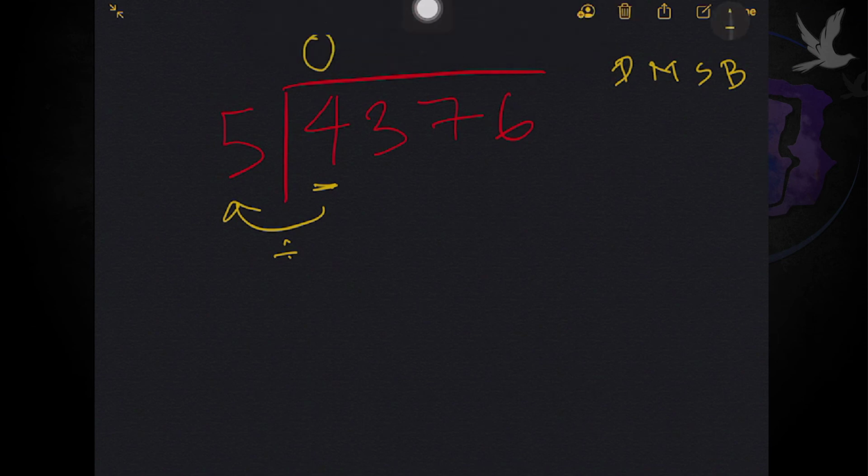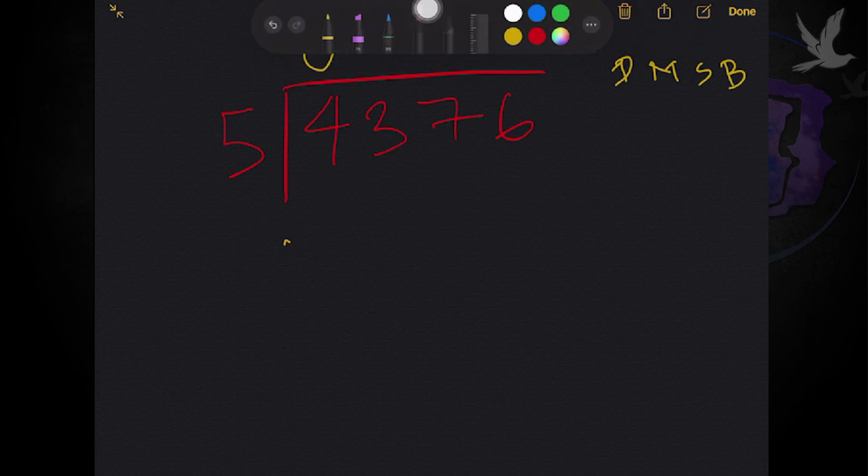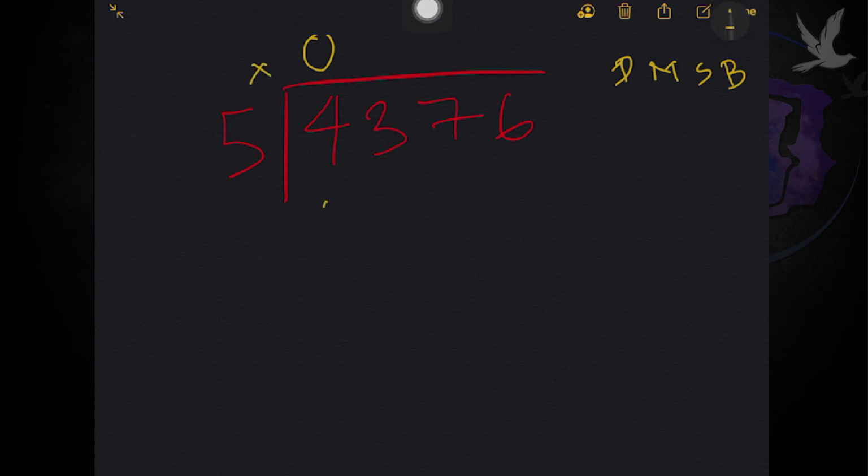Okay. So that's 0. And after dividing, we are going to multiply. 0 times 5 will give you 0. 4 minus 0 will give you 4. Bring down 3. See? It's the same. 43. We ended up the same. The same still. 43 divided by 5 will give you 8.